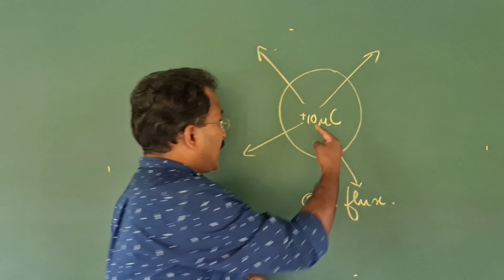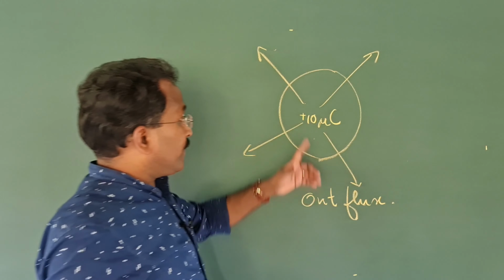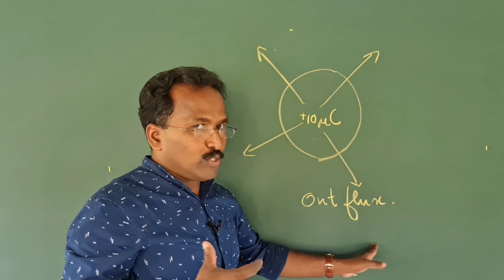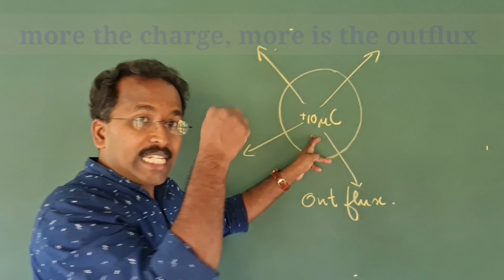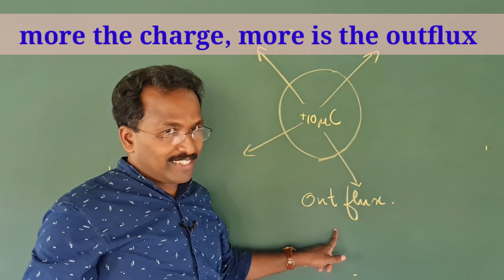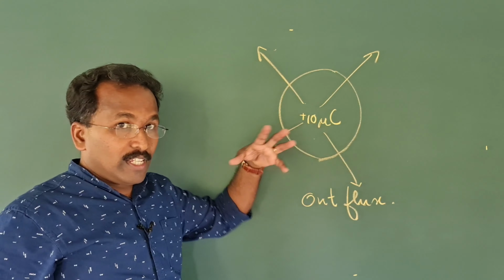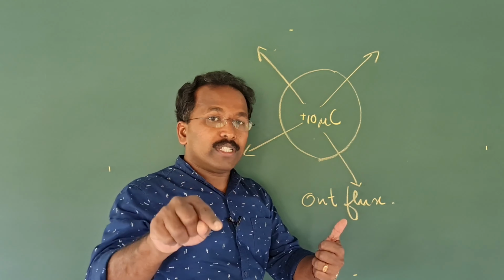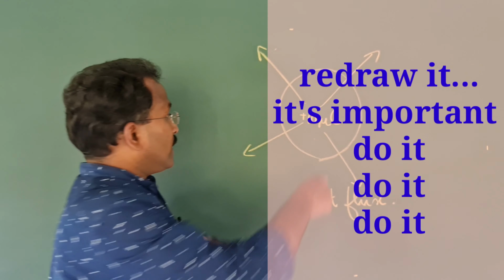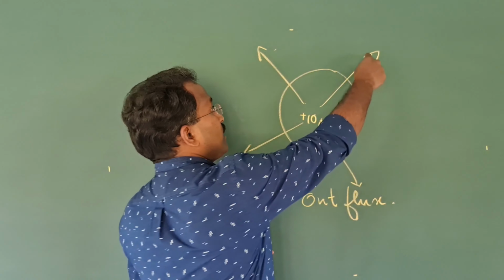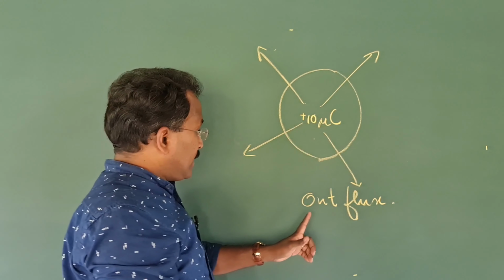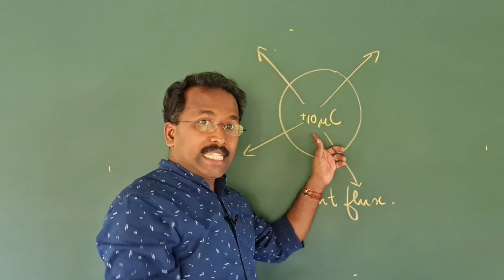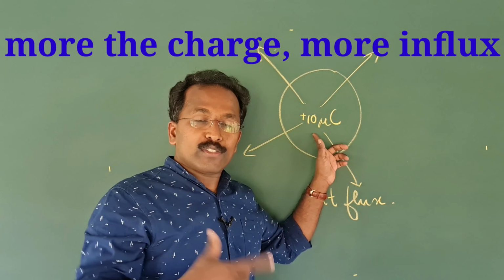And if you increase the charge, say from 10 microcoulomb to 20 microcoulomb, naturally the outflux also increases. So you can say, the more the charge inside the football, the more is the outflux. Correct? Instead of positive charge, if you have a negative charge, what change will be there? Imagine, redraw that into your notebook. Instead of positive charge, if you have a negative charge, the arrows will be pointing in. And instead of outflux, you will get an influx. Correct? And if you increase that negative charge, the influx also increases.